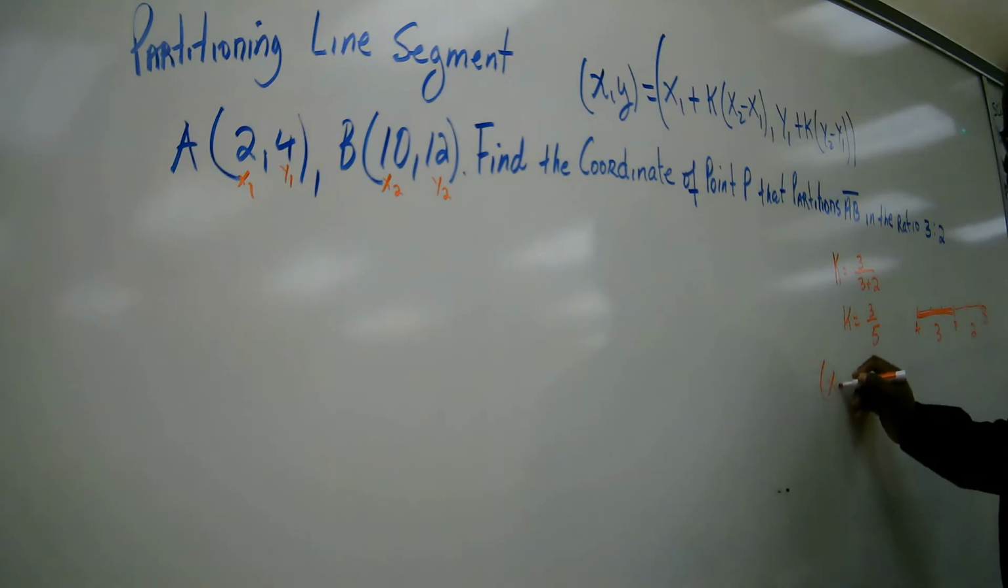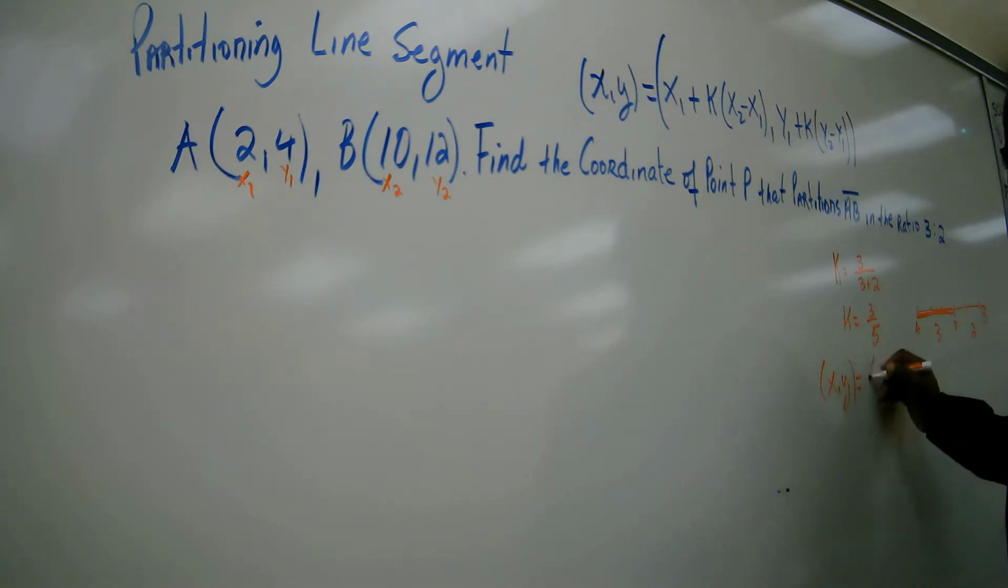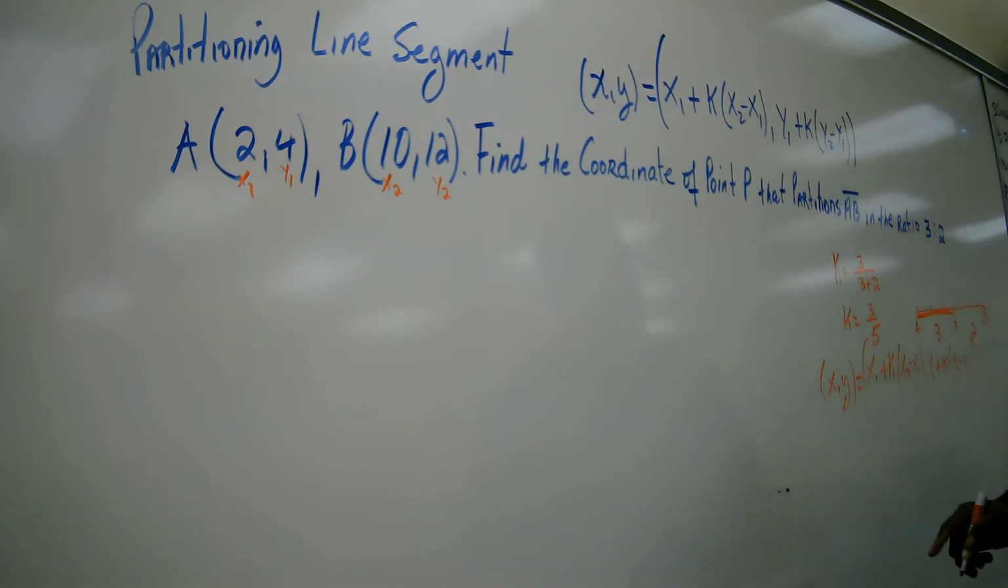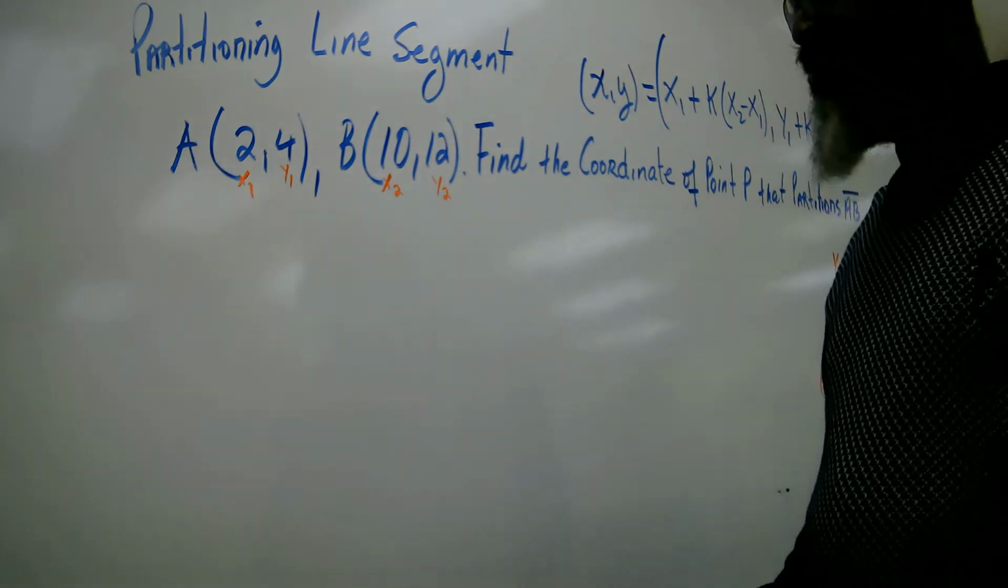So we have the information here, and we have this special formula to find (x, y) is (x1 plus k times (x2 minus x1), y1 plus k times (y2 minus y1)). So that's how you will find where you landed on this segment. This formula is very essential to know. So we have our formula, and the only thing we have to do is set the values.